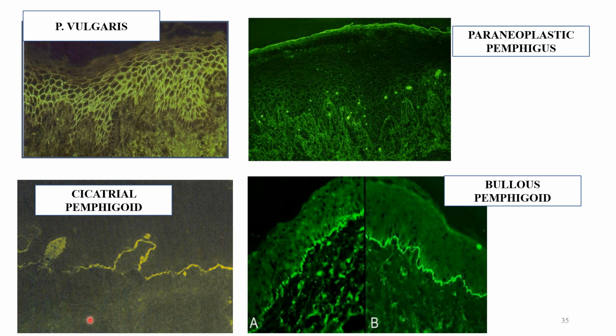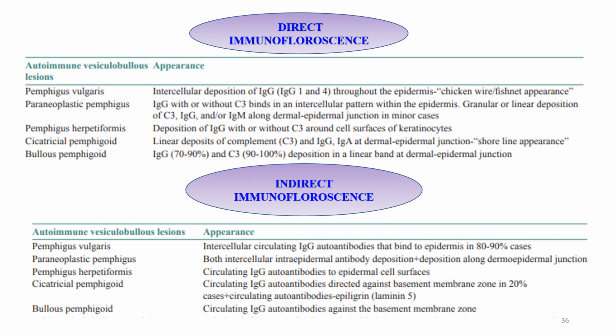So in cicatricial pemphigoid, there will be presence of a shoreline appearance. This is due to the deposition of IgG and C and IgA along the dermoepidermal junction. And in bullous pemphigoid, we can see the linear band of distribution of IgG across the dermoepidermal junction. So in both cicatricial pemphigoid and bullous pemphigoid, we can see the appearance of the fluorescence exactly at the dermoepidermal junction. Further, the findings of direct and indirect immunofluorescence are tabulated here. So please have a look.